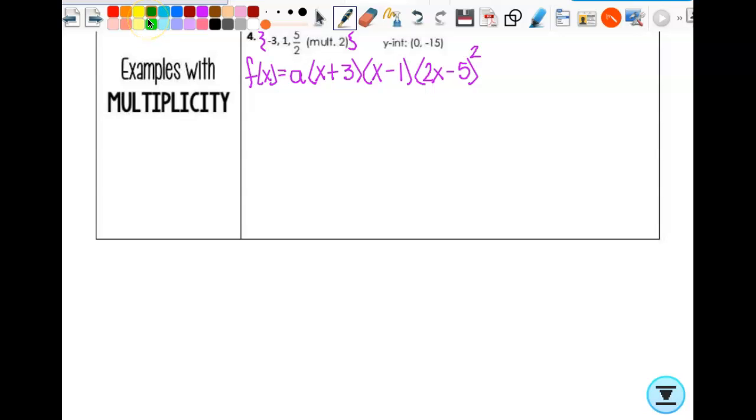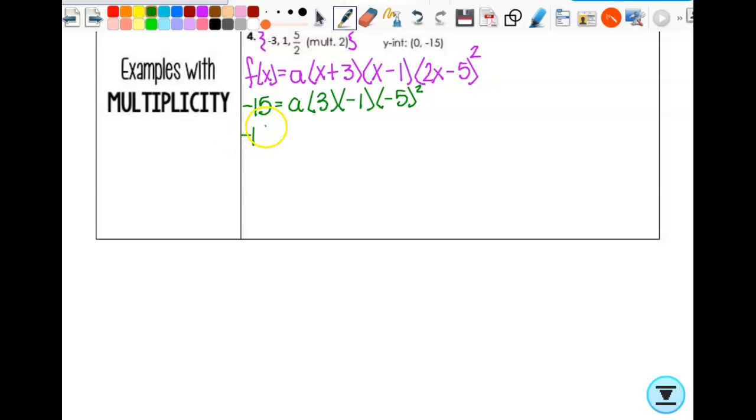All right, so then my y-intercept is at negative 15, so that's equal to a times 3 times negative 1 times negative 5 squared. So one of the quizzes you're going to get back today is your sketching of polynomials. And some of you, when you went to find the y-intercept, you completely ignored multiplicity, and your y-intercept was way, way off. You don't get to drop these exponents. It's not just a negative 5, it's negative 5 squared there.